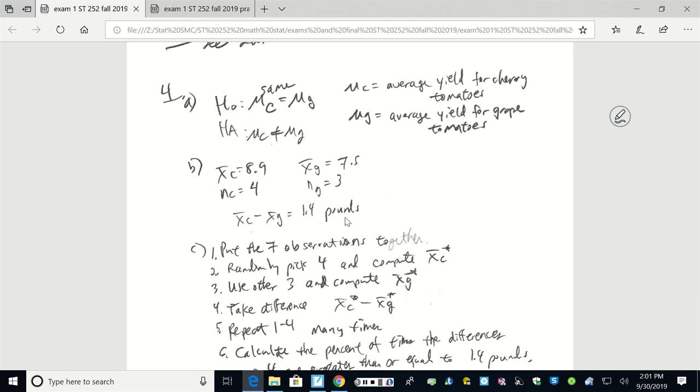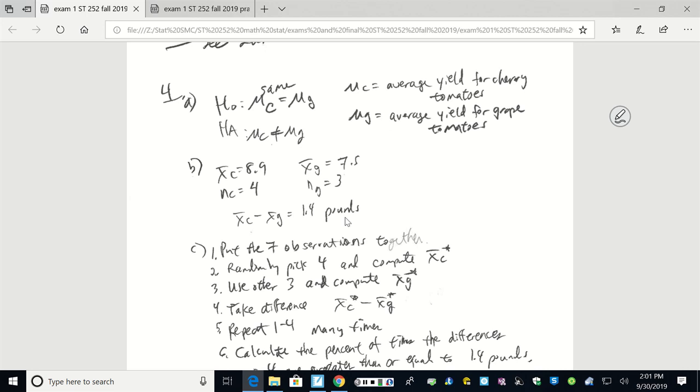Remember, this was the two groups, and under the null hypothesis, if there's no difference, we put the 7 observations together. Right? And then take 4 randomly. Well, what if these had been the cherry tomatoes and the others had been the grapes? So you randomly take 4 and compute this. Use the other 3 and compute this.